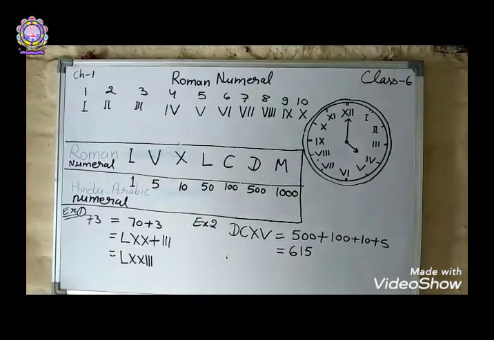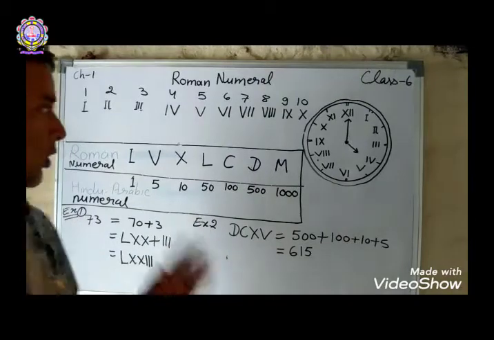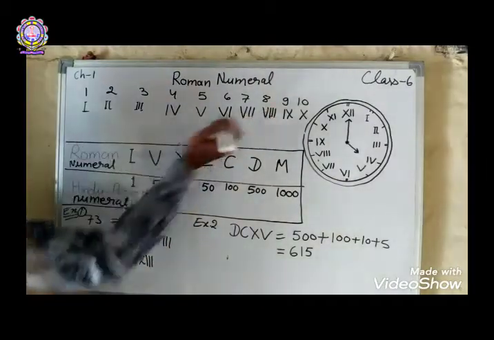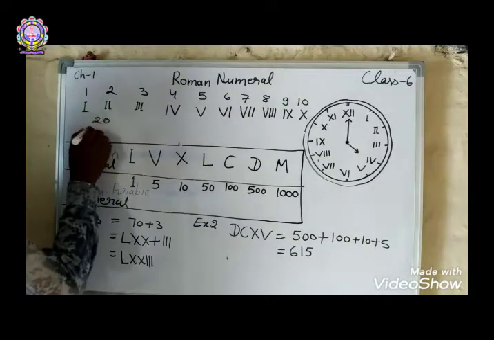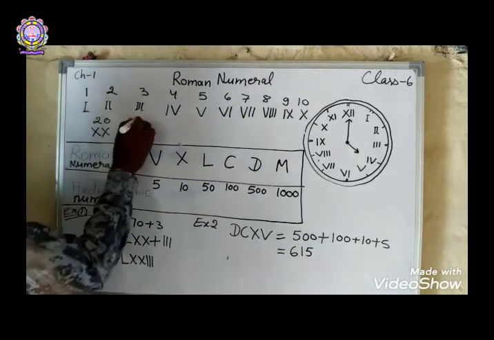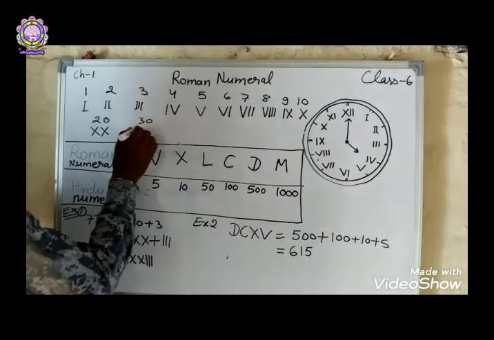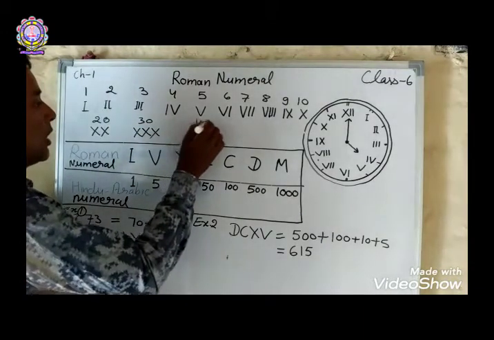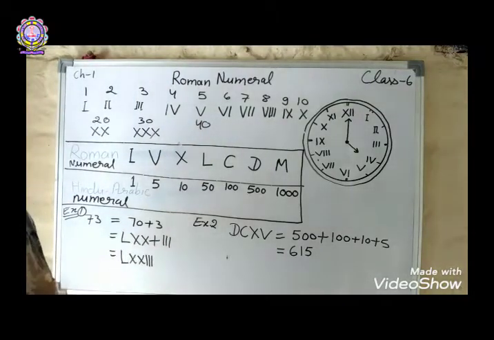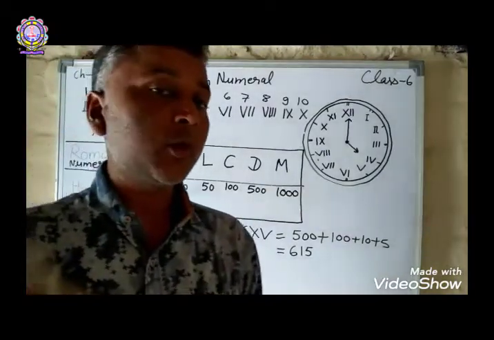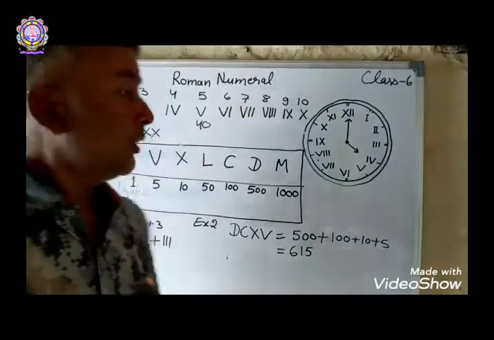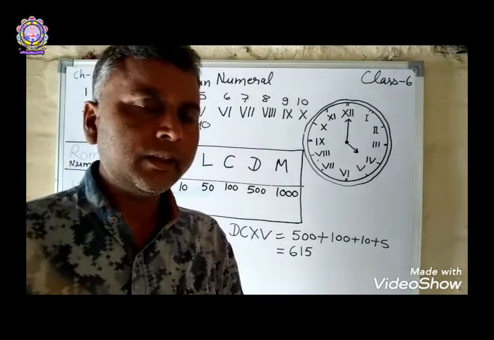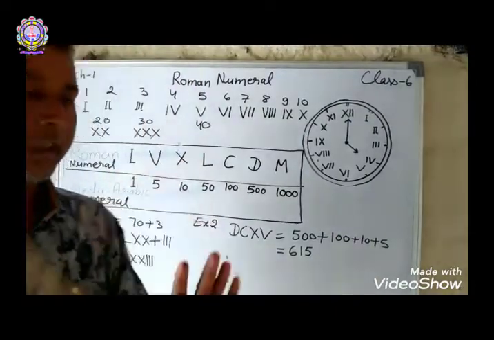So you are observing these numbers. Other numbers you observe here: 10 for 10. Here 20, we write X and X. 30, X, X, X. 40. So don't write 4 times X, because X is not repeated more than 3 times, and I is not repeated more than 3 times. Any letter is not repeated more than 3 times.